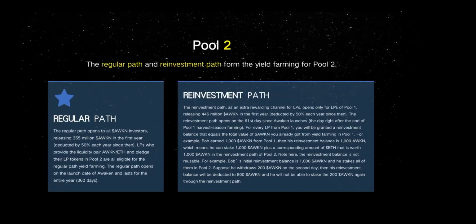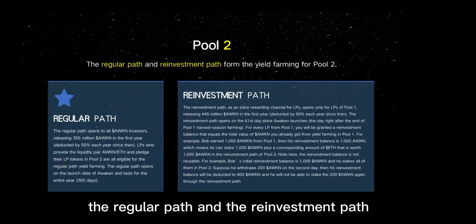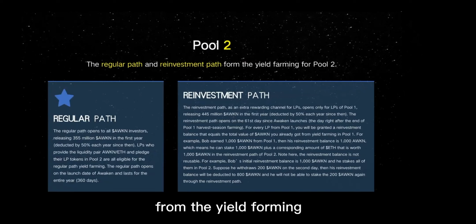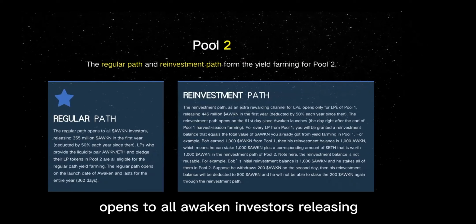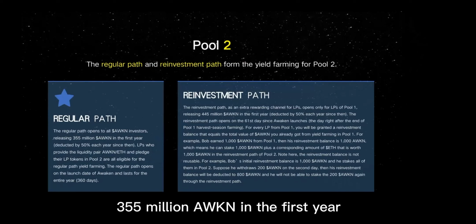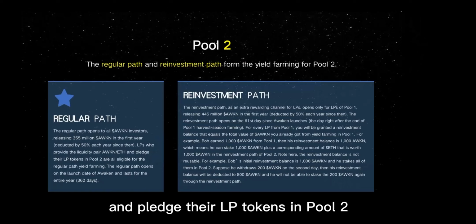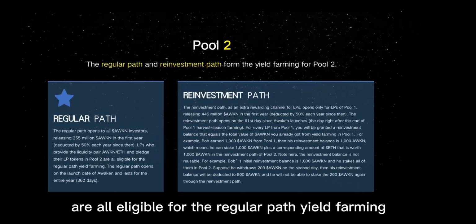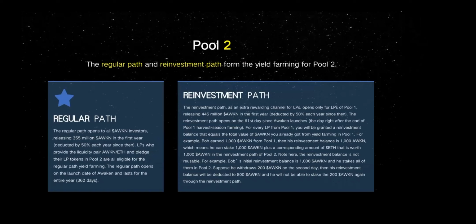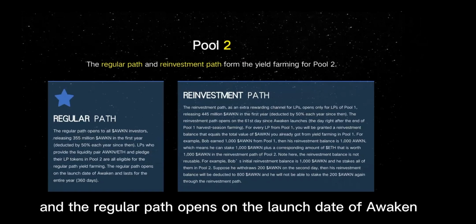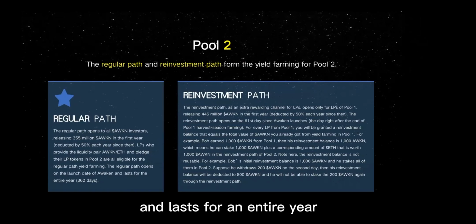And then Pool 2. The regular path and the reinvestment path constitute the yield farming for Pool 2. The regular path opens to all Awaken investors, releasing 355 million Awaken in the first year. LPs who provide the liquidity pair Awaken to ETH and pledge their LP tokens in Pool 2 are all eligible for the regular path yield farming. And the regular path opens on the launch date of Awaken and lasts for an entire year.